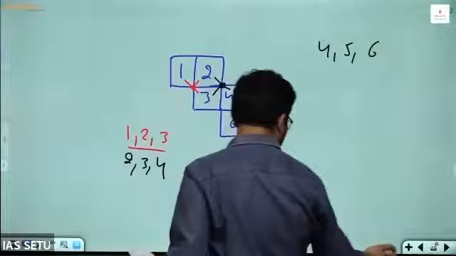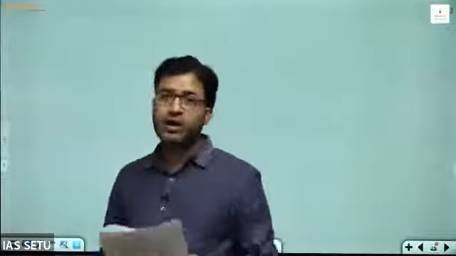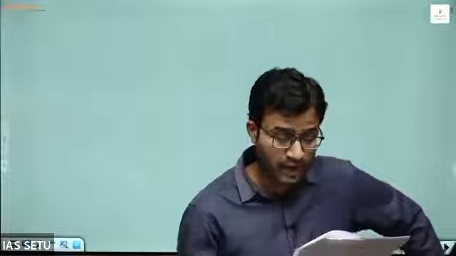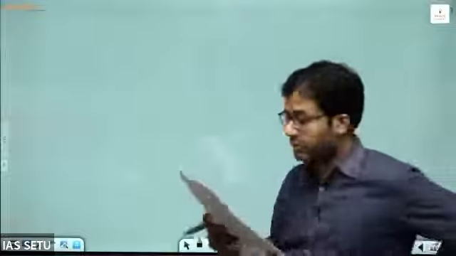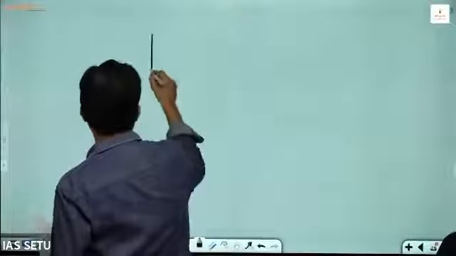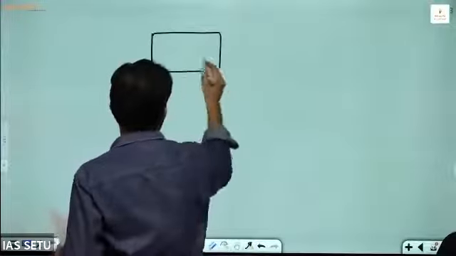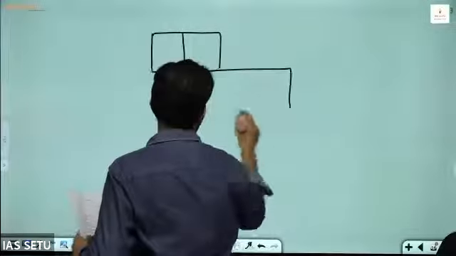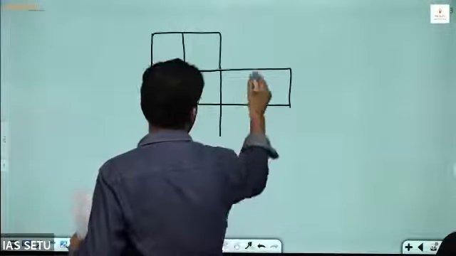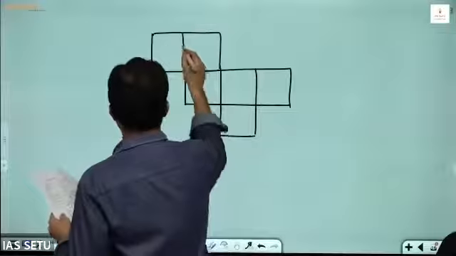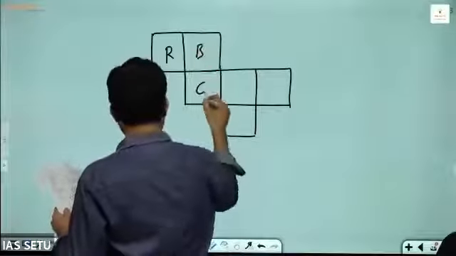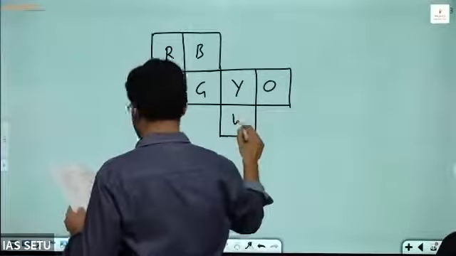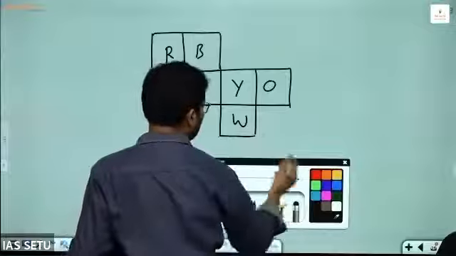Question number 30. 6 squares are colored front and back, red, blue, yellow, green, white, orange, and are hinged together as shown in the figure given below. If they are folded to form a cube, what could be the face opposite to the white face? This is red, this is blue, this is green, yellow, orange, white. They ask what is opposite of white.